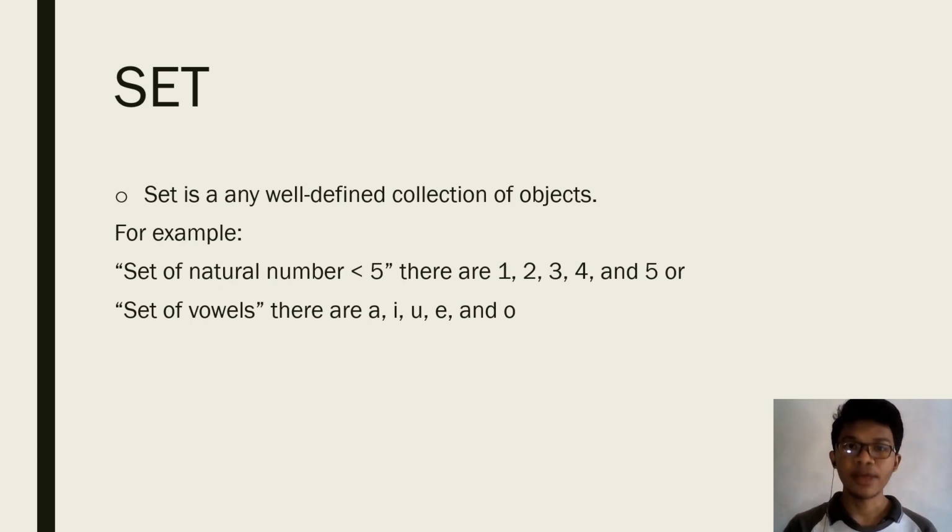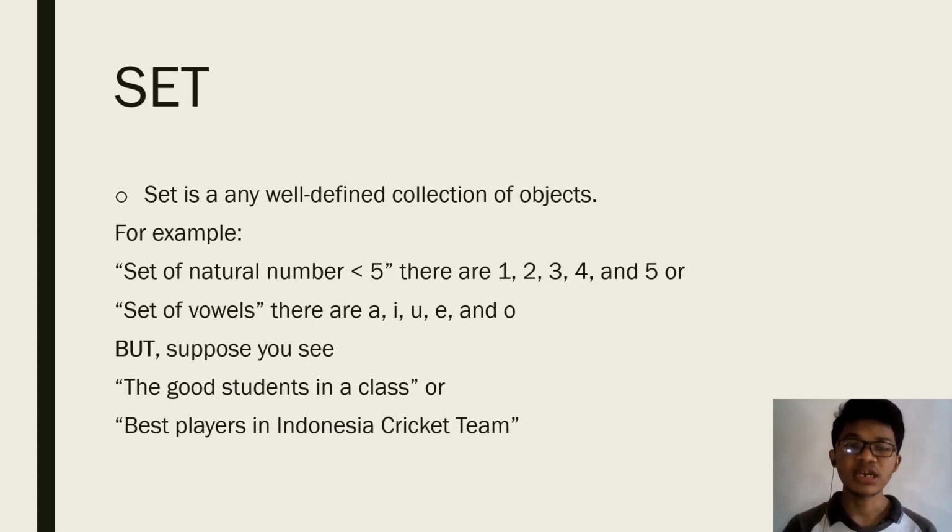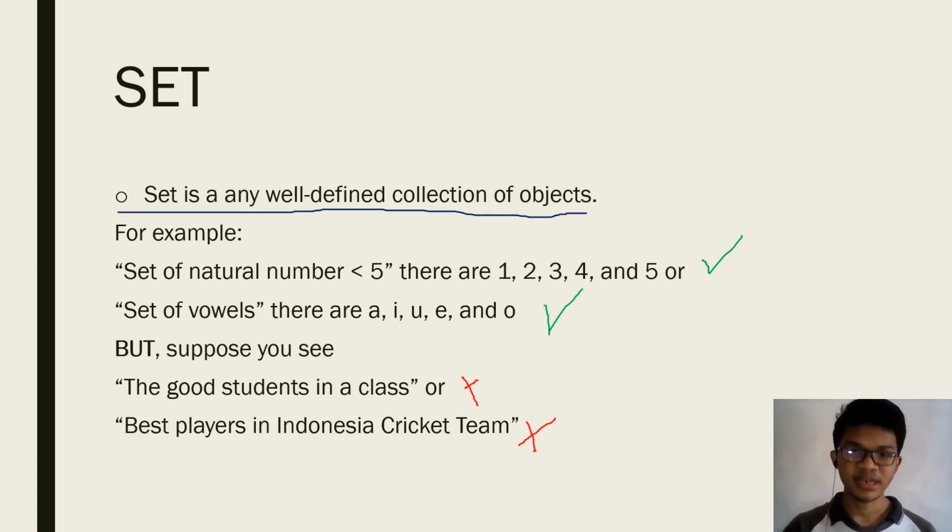All these are well-defined. But suppose you see the good student in the class or best players in Indonesia cricket team. So the answer will vary from person to person, right? So this is not a set. The right set is this. Therefore, set is any well-defined collection of objects. Next.